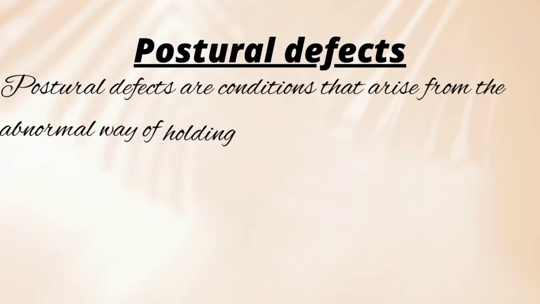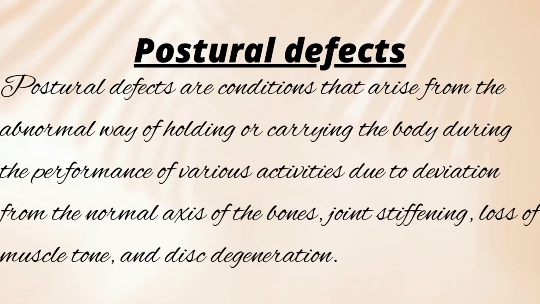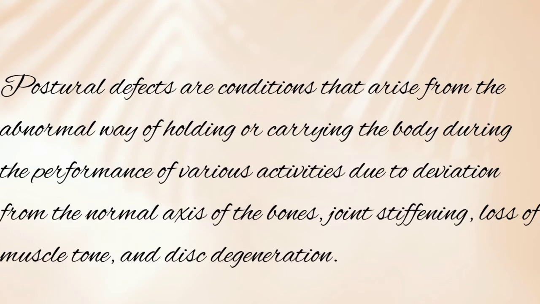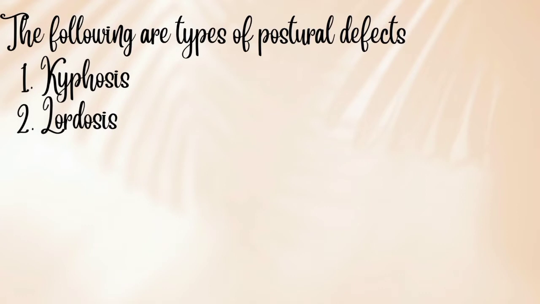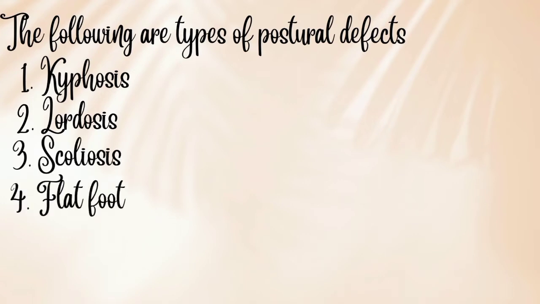Remember, we said postural defects are conditions that arise from carrying the body abnormally or from bone and muscle defects or deformities. The following are types of postural defects. We have kyphosis, lordosis, scoliosis, flat foot, valgus knee, and varus knee. Last week we talked about kyphosis, lordosis, and scoliosis. But this week we are going to look at flat foot, valgus knee, and varus knee.